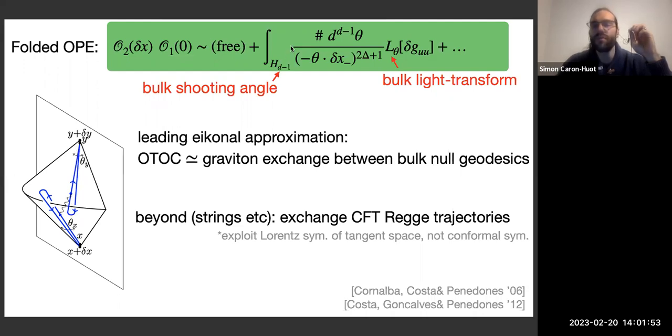But this sort of formula actually works even beyond the eikonal approximation, so it will allow us to account for string theory effects, where now these quantum numbers here become replaced by Regge trajectories. I would say something a bit more concrete in a second.